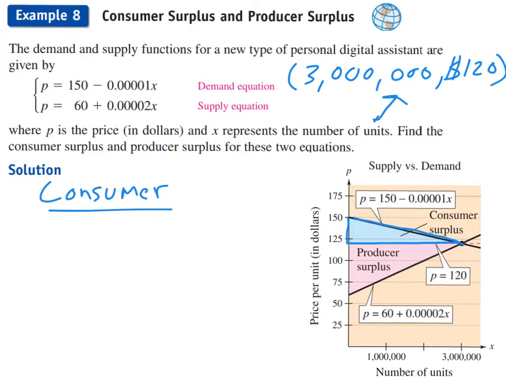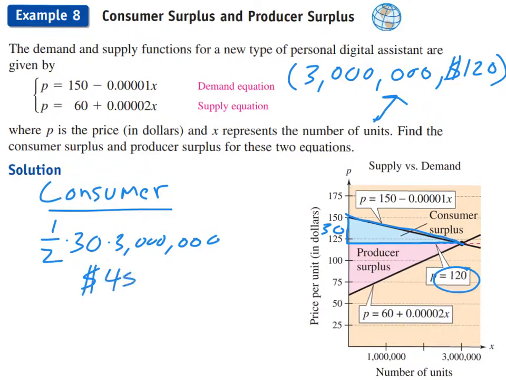Basically it becomes like a triangle because I just want the consumer part of it. So I have 1/2, and then this line here is right at 120, and this goes up to 150. So that side of the triangle is 30, and then the base of it is like 3 million. Crunch those numbers, and you see for the consumer surplus as a whole, they would have been willing to have paid $45 million over what the market actually paid for the product.